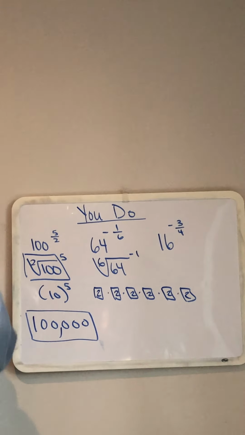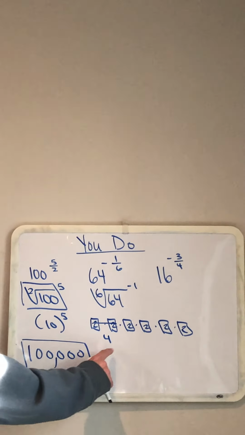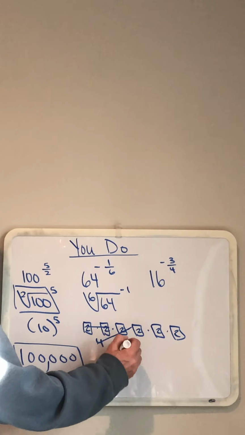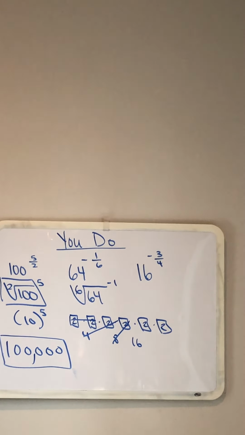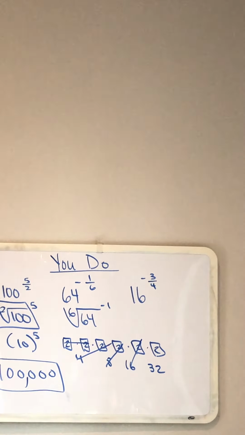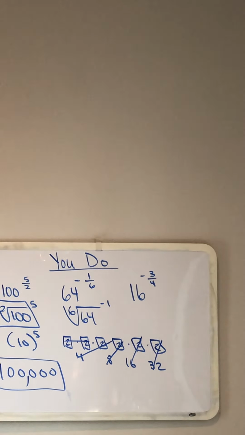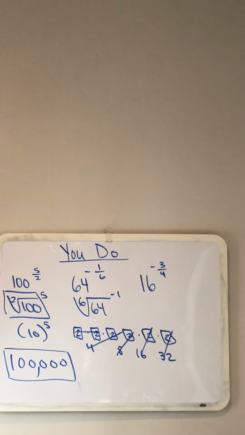2 times 2 makes 4. 4 times 2 makes 8. 8 times 2 makes 16. 16 times 2 makes 32. 32 times 2 makes 64. So the 6th root of 64 is 2.